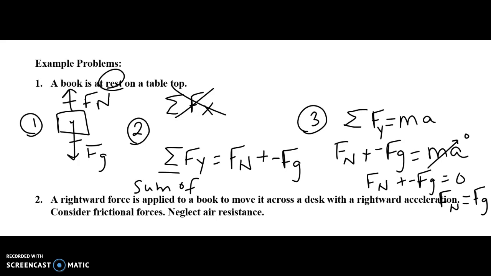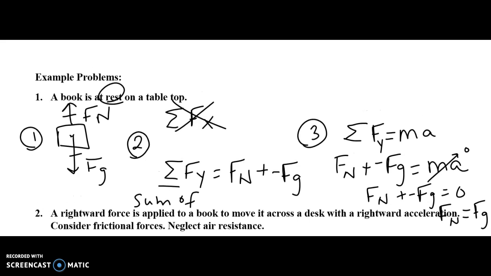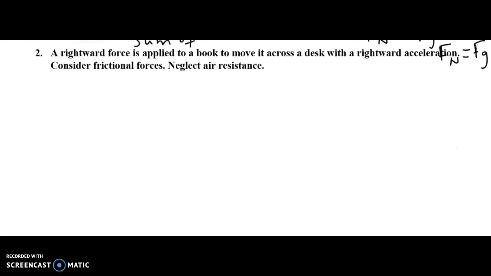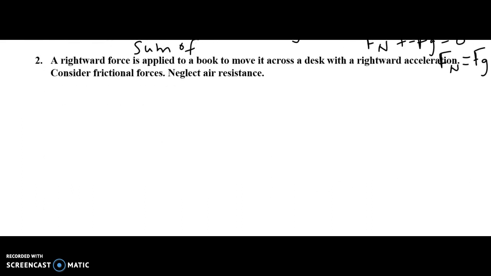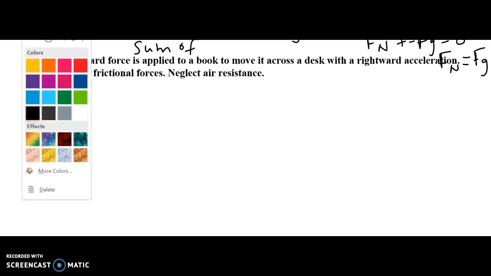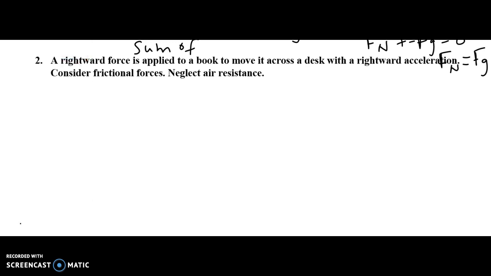So here's the second problem I'm going to do. Let's try one more. This one will be a little more complicated because it has forces going in both directions. The first thing I'm going to do is draw a free body diagram. A rightward force is applied to a book to move it across the desk with a rightward acceleration. Consider frictional forces, neglect air resistance.